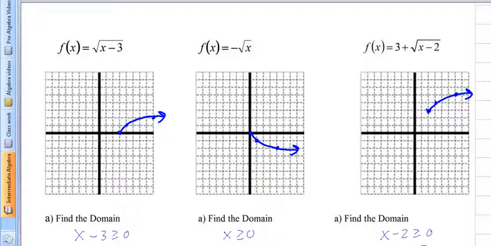Now if you remember the quadratics that we did, this has a shift of 3 to the right. This one's not shifting at all, but it's downward because it's negative. And this one shifts over 2 plus 3. It's the same idea as with the quadratics, so that is another option.